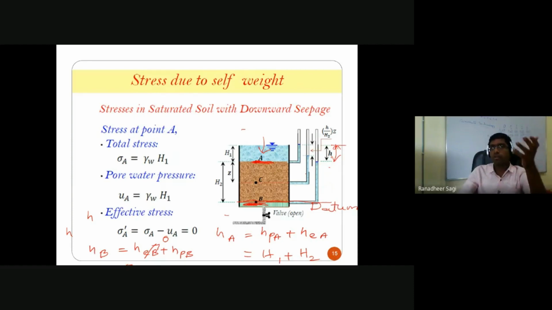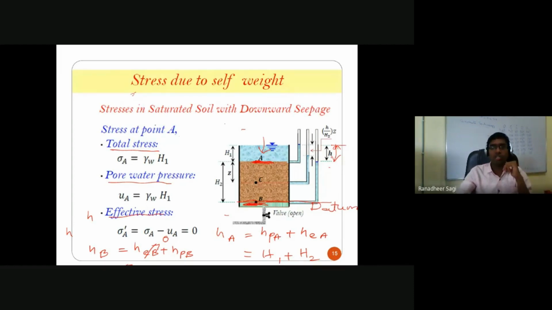So we'll try to see how to calculate the stresses at different points in the soil sample, not only at the top and bottom, but at any other point within the soil sample. If I start with how to calculate the stresses at point A, that is the total stress, pore water pressure, and the subsequent effective stress. How do we calculate total stress? In general, at any point, the total stress is the effect of the mass of the substance existing over and above that particular point.